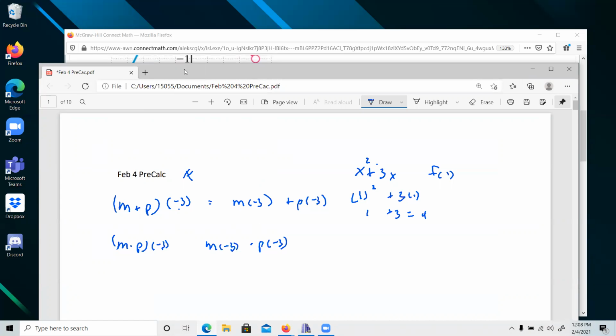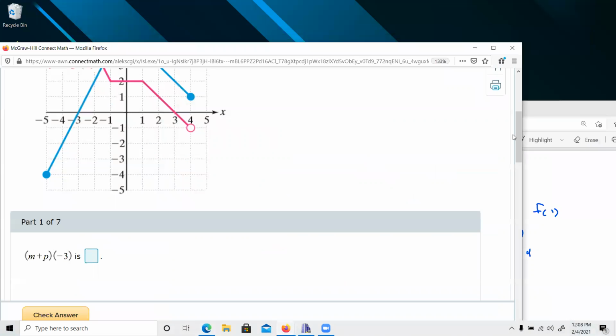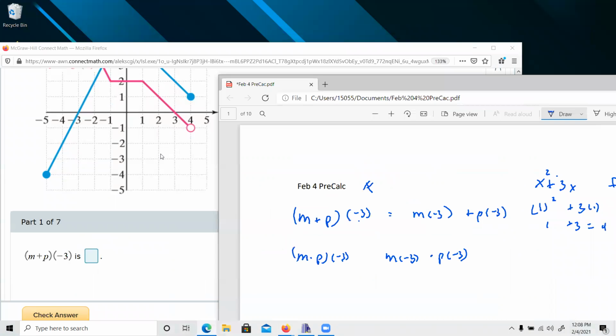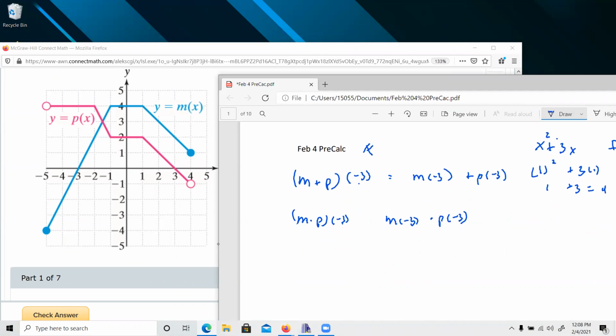So how are we doing this problem? I should probably move this over a bit because we need a good picture. So m of -3 and p of -3. The blue one is m. M of -3, that's 0. So we're going to say m of -3 plus p of -3. We have a 0 plus, and then for p of -3, we go all the way up to the pink, that's 4. So this is just 0 plus 4 is 4.